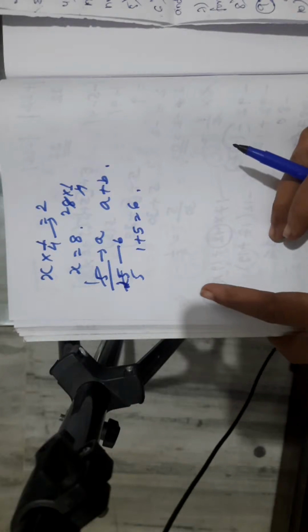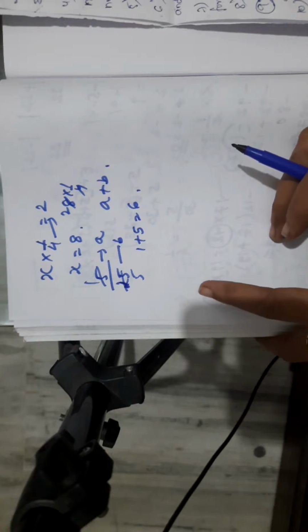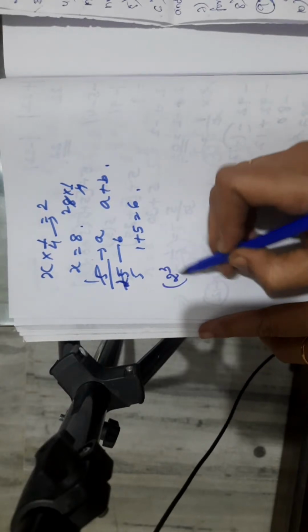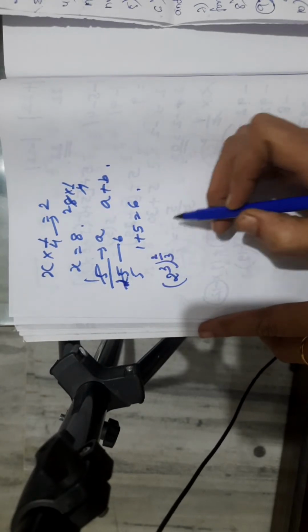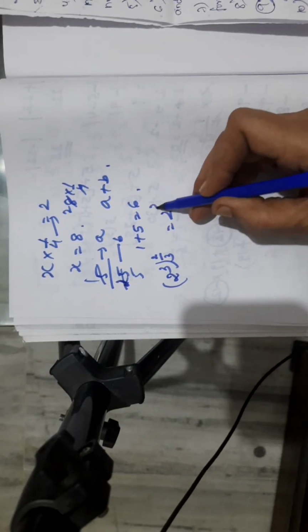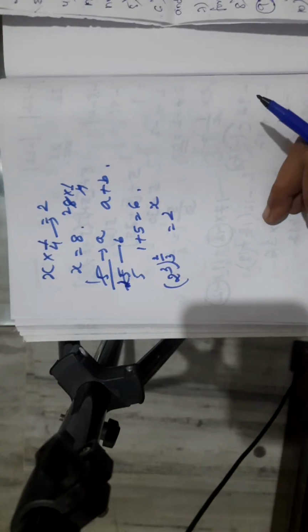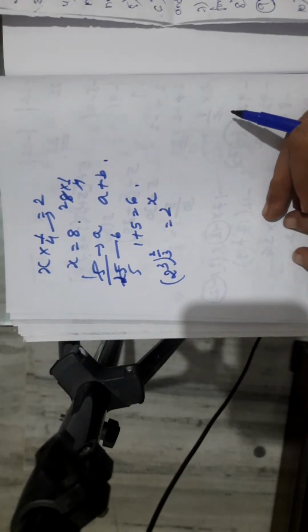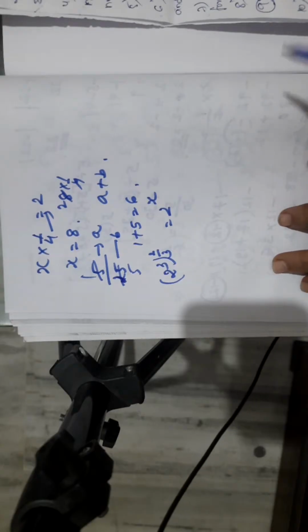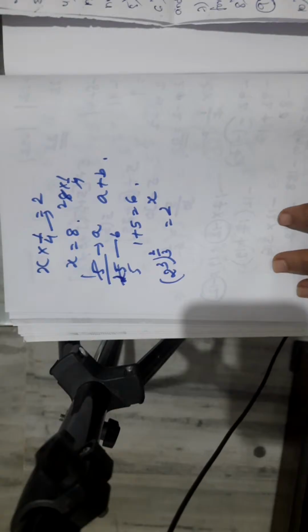Okay, now the next question. It's given 2 raised to 3, overall raised to 2 by 3, is equal to 2 raised to x. Find the value of x. They didn't give 5 in the options? It's there, option number C is 5.